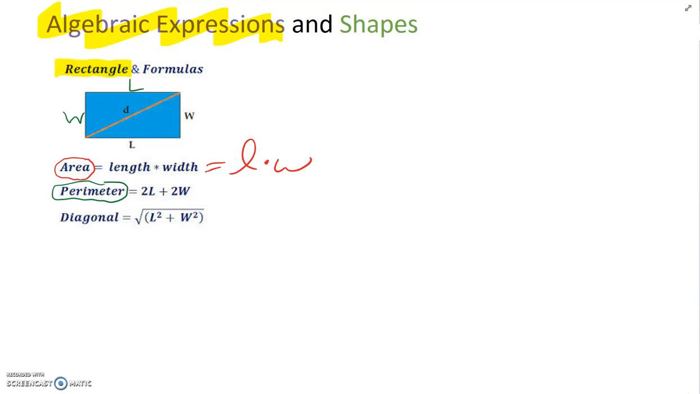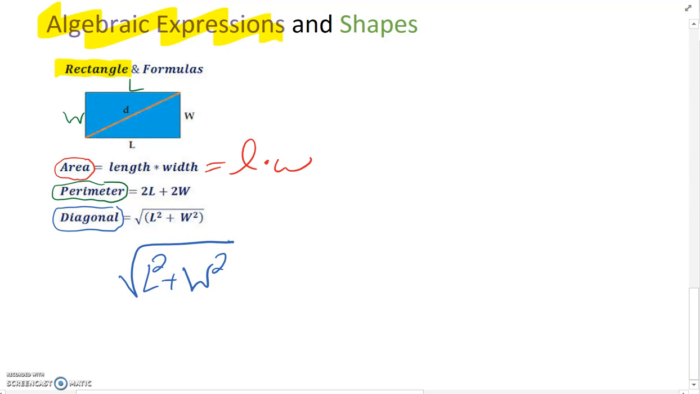Now, something else that maybe you haven't learned about yet, but the idea of finding the length of a diagonal line. Well, these are the reasons why we understand and study algebraic expressions, so that we can figure out new ideas. And someone figured out that if you multiply the length 2 times, or square the length, and then you add it to squaring the width, and then you take the square root, well, guess what? That will give you the length of the diagonal.